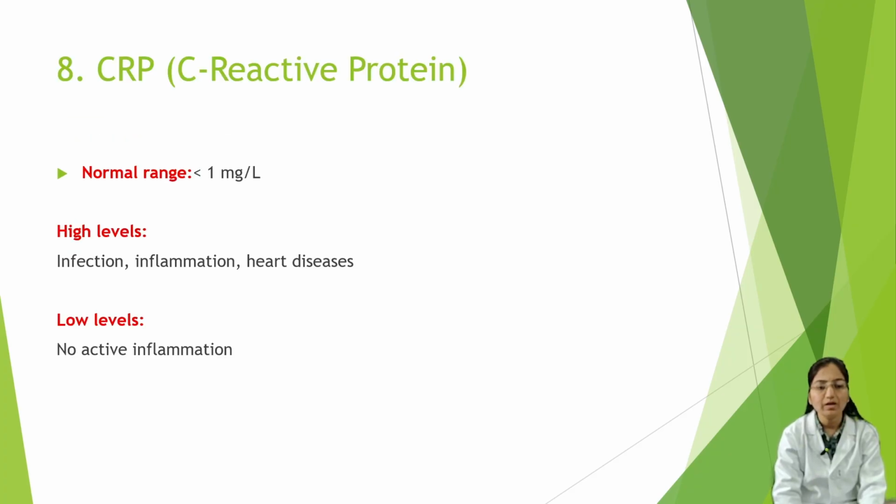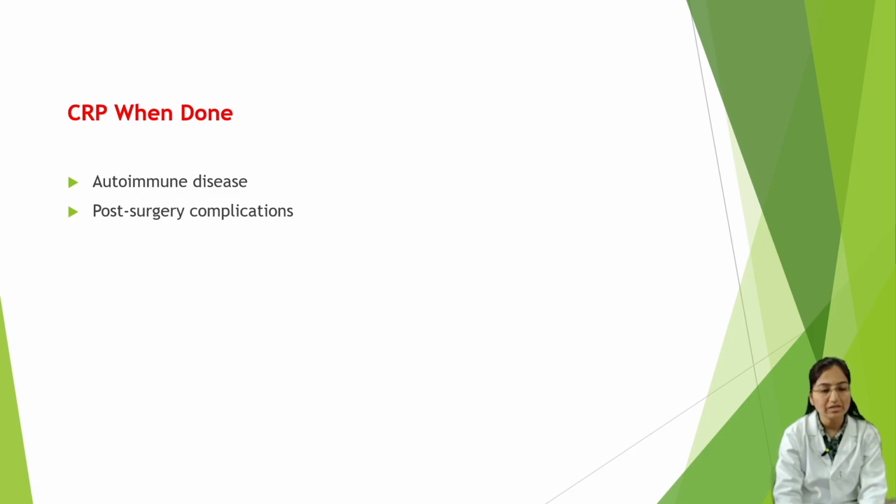Next test is C-reactive protein. Here normal range is less than 1 mg per liter. If this protein level is increased, what happens to the person? Infection, inflammation and heart diseases. And if it is decreased, no active inflammation. This test is done in the condition of autoimmune diseases and post-surgery complications.